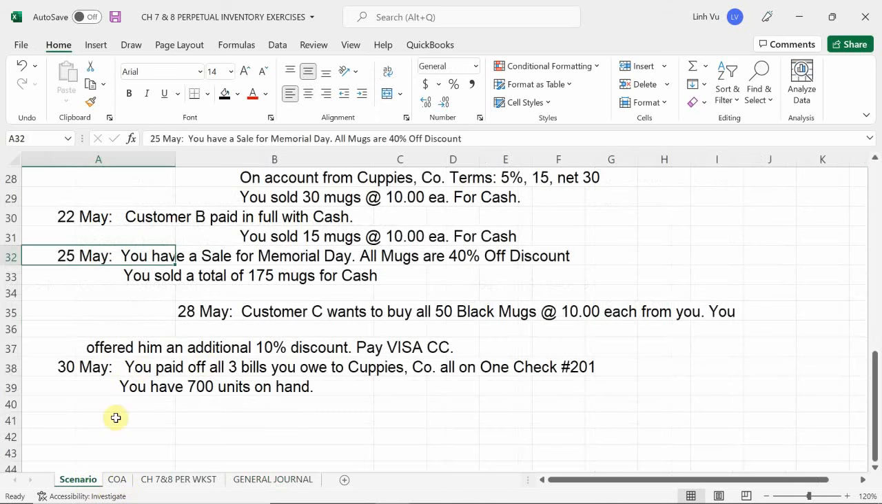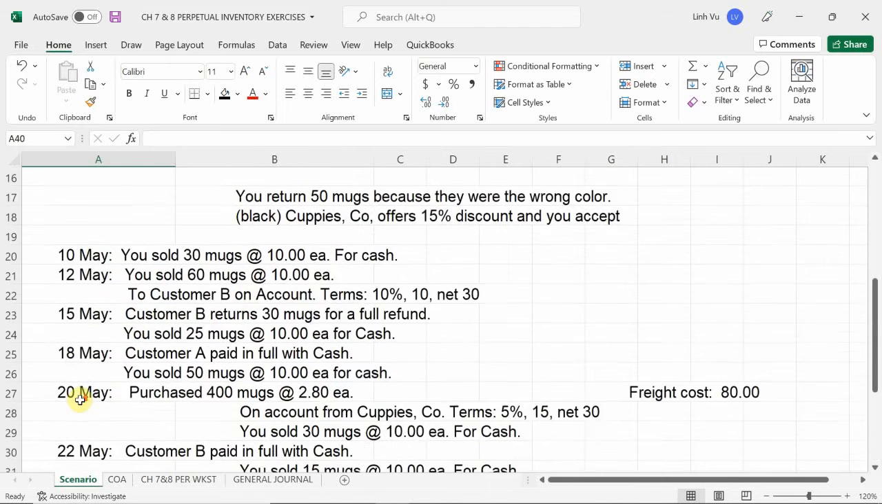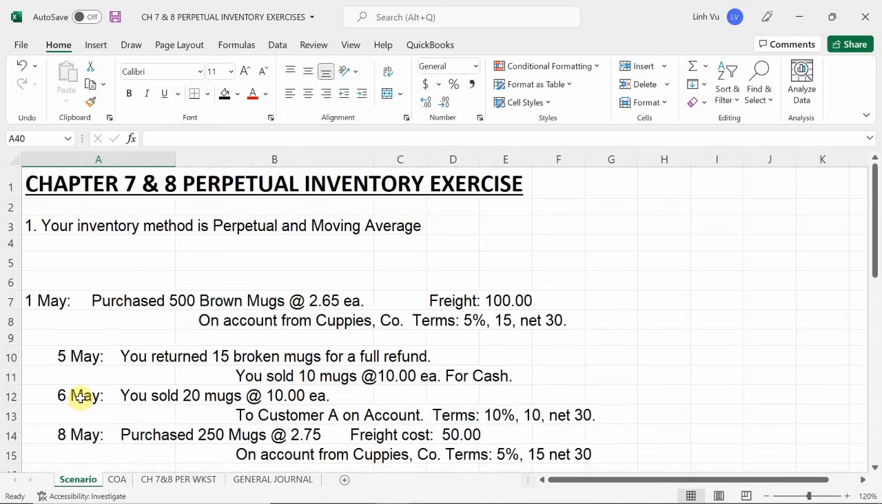However, we are needing to make a payment for all of our 3 purchases of inventory that we've made, right? So in this case, let's take a look real quick of what our purchases was and how we're going to pay it off, right? So first purchase that we made was on May 1st. Okay, we purchased 500 units, but then on May 5th, we ended up returning 15. Okay, so that was the first purchase.